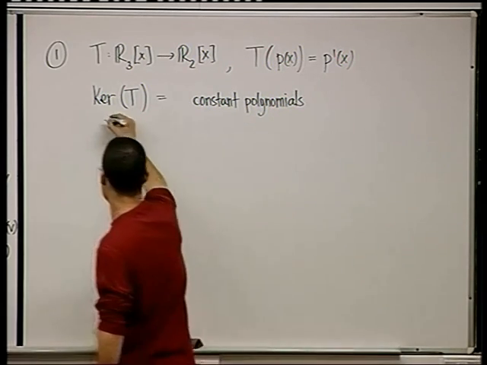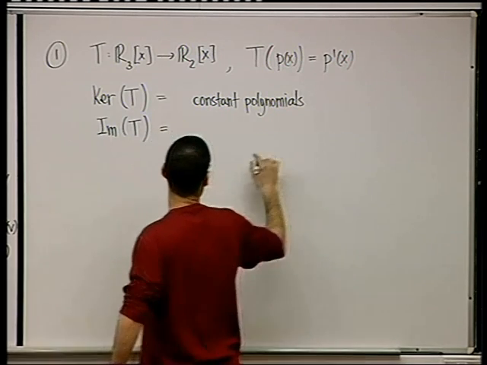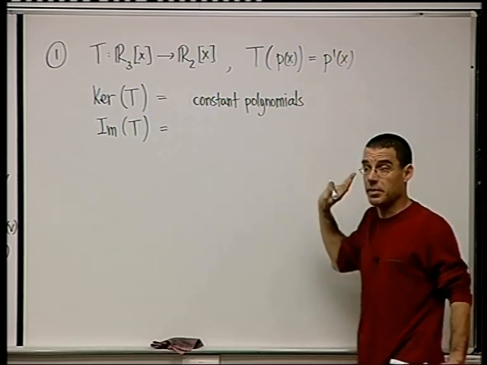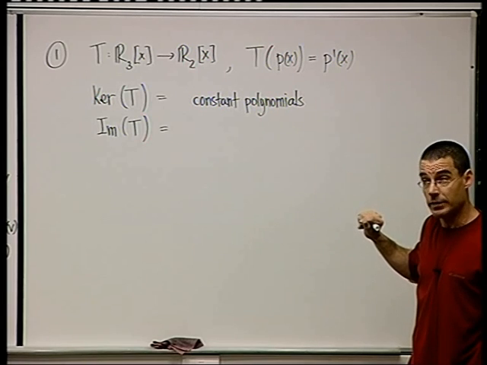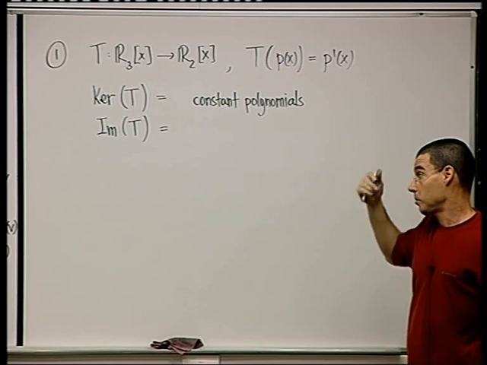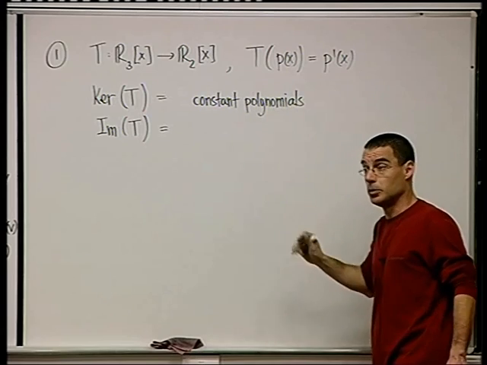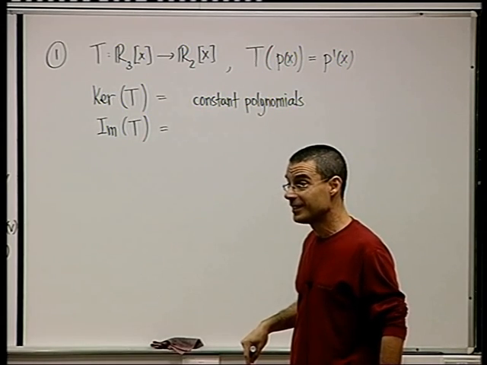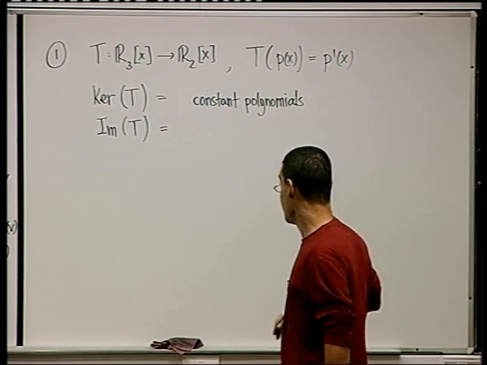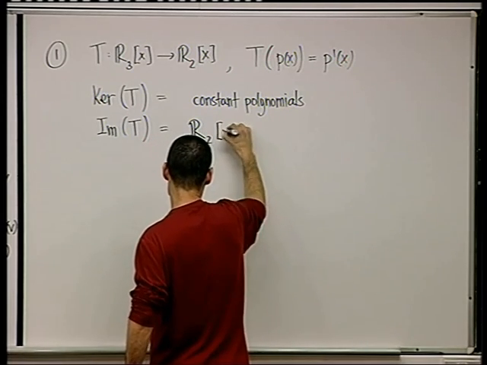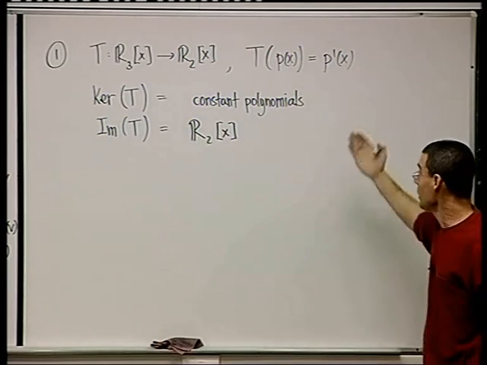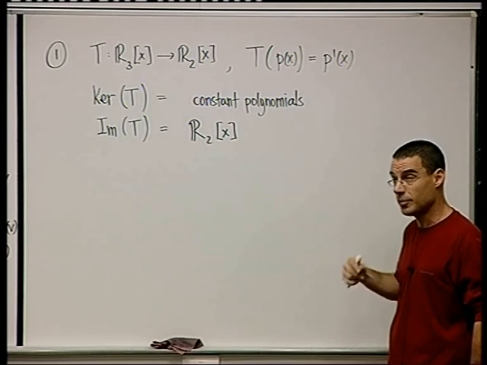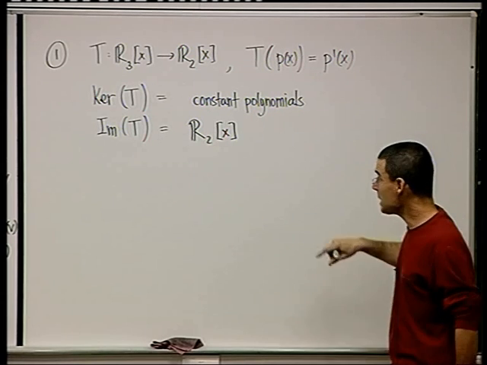Good? What is the image of T? What are all the polynomials of degree less than or equal to 2 which are a derivative of some polynomial? All of them. Why? Because all of them are derivatives of the original. How do you know? I give you a polynomial of degree 2, 5x squared plus pi x minus 3. You can do the opposite operation. What's the opposite operation? I don't know the word in English. Integral. It's the same word in Hebrew. Okay? So the image is everything. It's the entire space V2, because every polynomial of degree 2 is the derivative of some polynomial of degree 3, and you can explicitly find it. Find the indefinite integral, right? Find whatever it was a derivative of. Good?